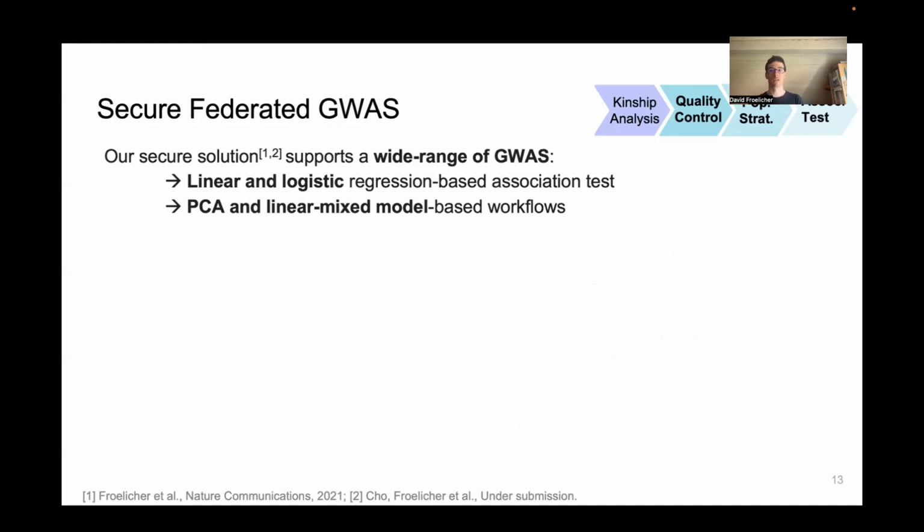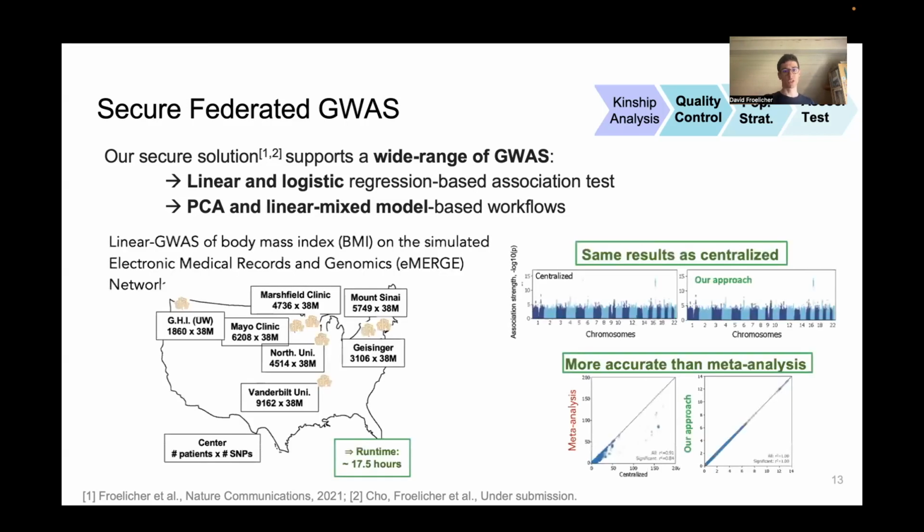For the entire genome-wide association study, we have presented a first solution in Nature Communications in 2021, and we have now a new solution that supports a wide range of genome-wide association studies for association tests based on linear or logistic regression, and also workflows that are based on PCA or linear mixed models. This paper is currently under submission and available in bioRxiv. And there we show that we are able to run complex genome-wide association studies across distributed data sets.